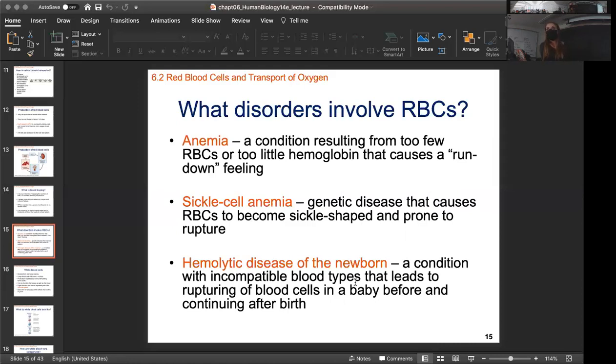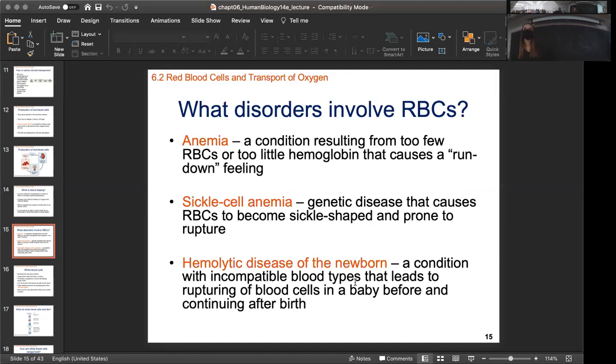Sickle cell anemia is another type of disorder of the red blood cells. It's kind of like anemia, but it's because of the shape of the red blood cell. Sickle cell anemia. I'm going to abbreviate because I don't have time to write it out. It's where we get this raisin-like shape of the red blood cell.